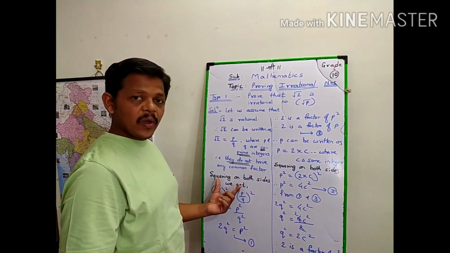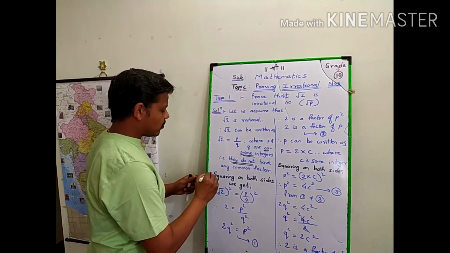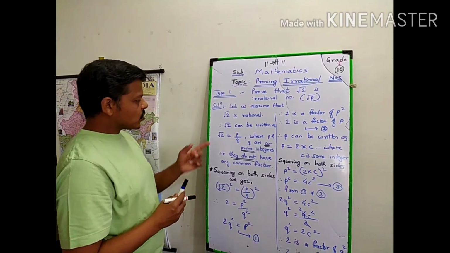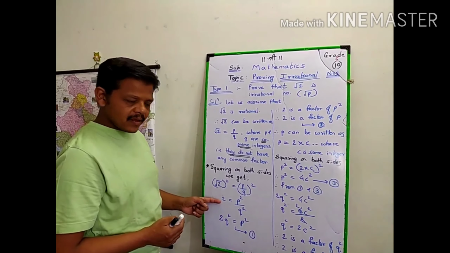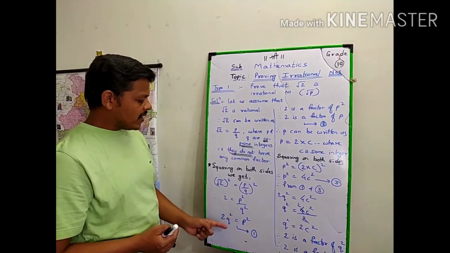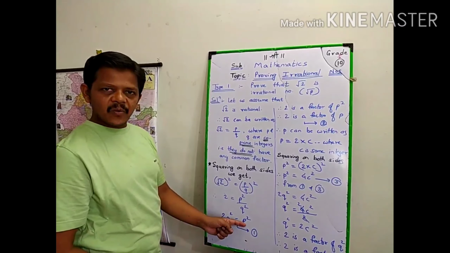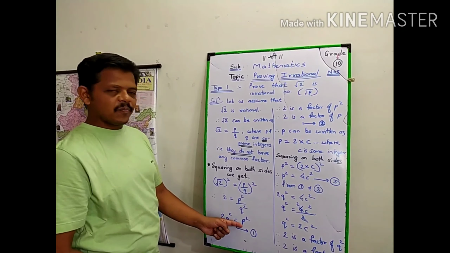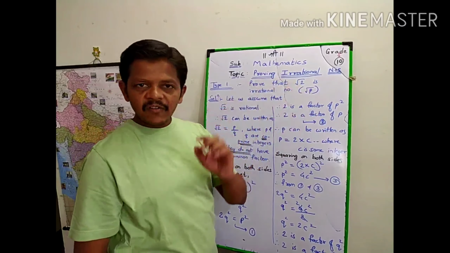Same step, squaring. Most important is this step, squaring on both the sides. Root 3 square will become 3. So 3 becomes p square upon q square. So 3q square is p square. So 3 is a factor of p square, and 3 is a factor of p.